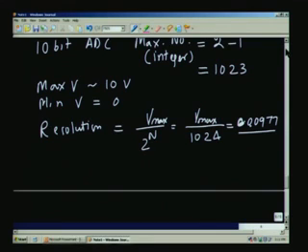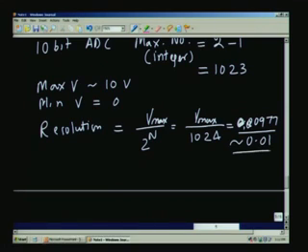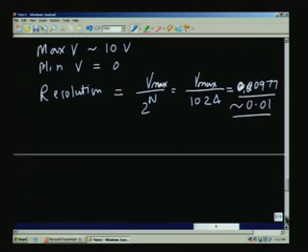I am dividing the range by 1024. This is 10 divided by 10 to the power of 1024. It will be 0.0097, which is roughly equal to 0.01. Actually, we can make it exactly equal to 0.01 if I choose this 10 volts a slightly higher value, which will be just nothing but 10.24. If I take that, you will see that it becomes exactly equal to 0.01.